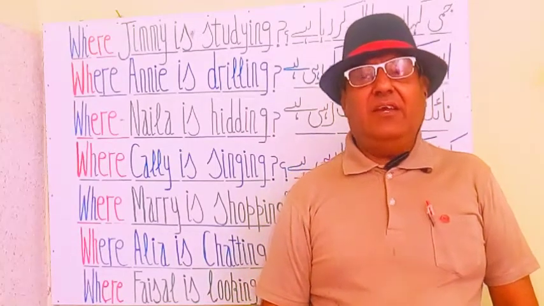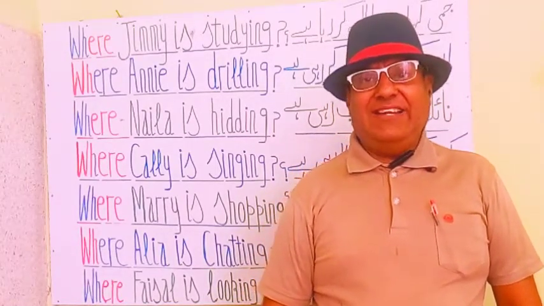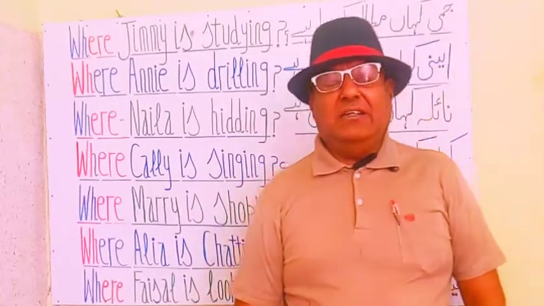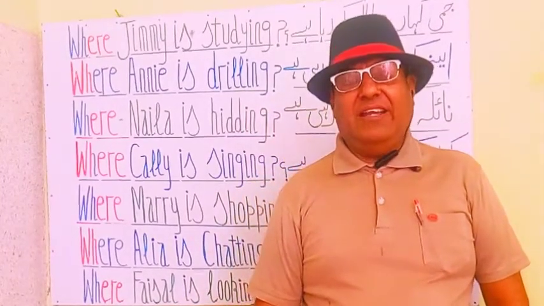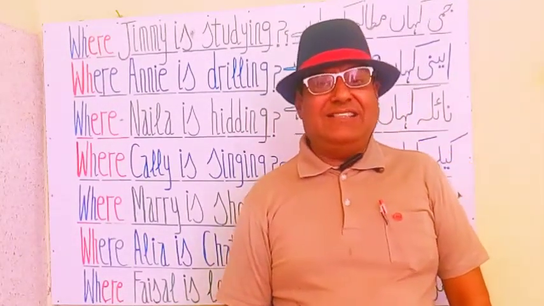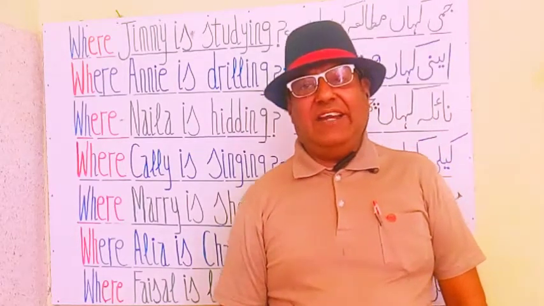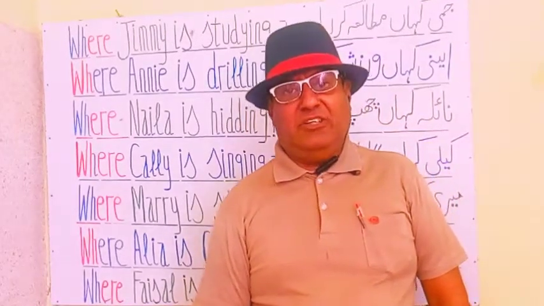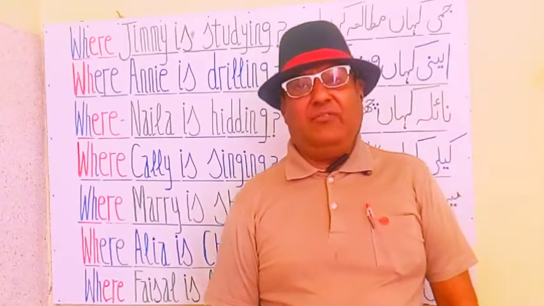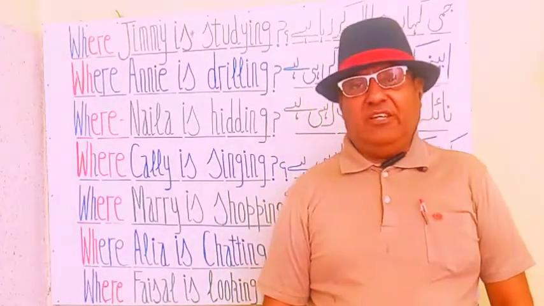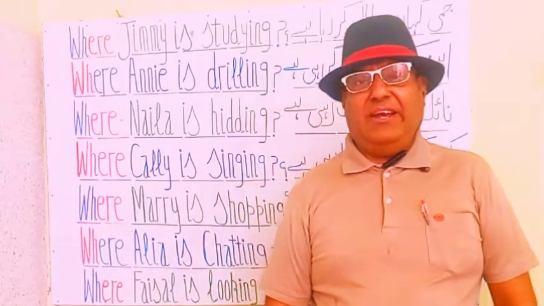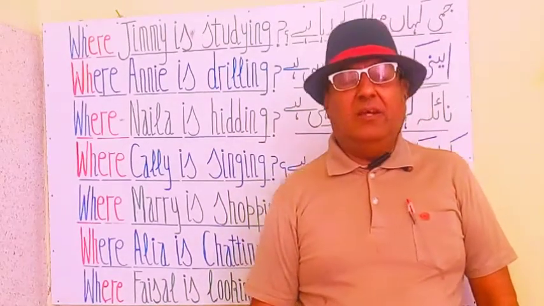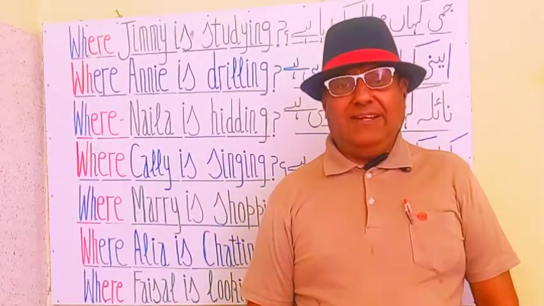Possible answers may be Naila is hiding behind trees. Naila is hiding behind flowers. Naila दरख्तों के पीछे छुप रही है. Naila is hiding behind flowers. Naila फूलों के पीछे छुप रही है. Naila is hiding behind door. Naila दरवाजे के पीछे छुप रही है. There may be so many answers also.